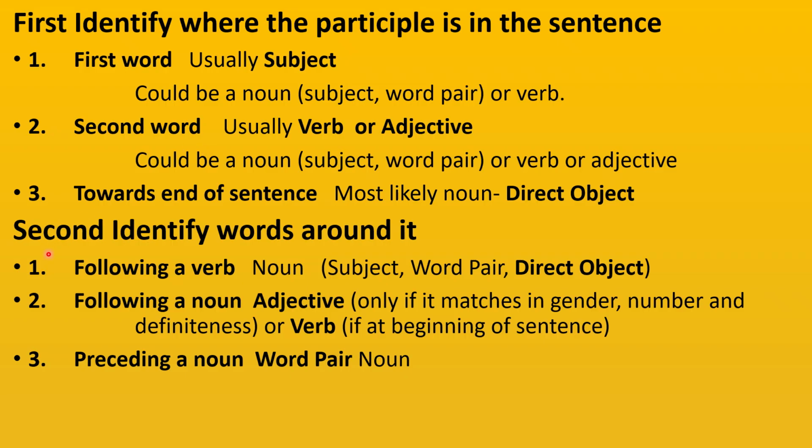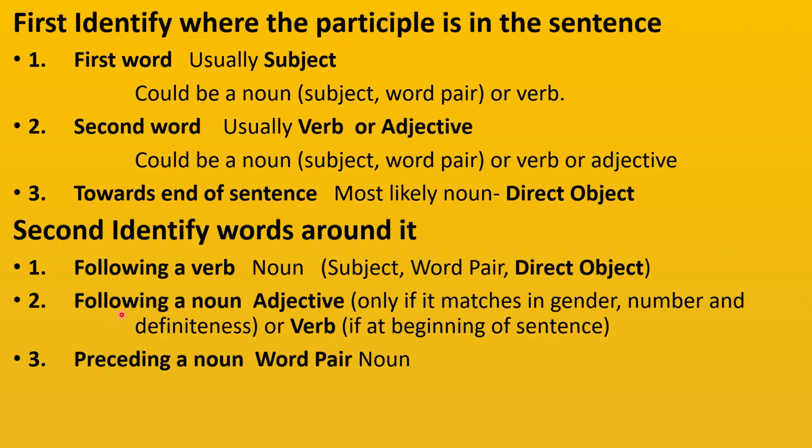Second, and this is probably the better one, is if the participle follows a verb. You recognize there's the verb of the sentence, and you find a participle following it. It's most likely the direct object, but it could be the subject. Remember, in Hebrew, the subject can follow the verb, or it again could be the first word of a word pair. So there are three things you can identify there.